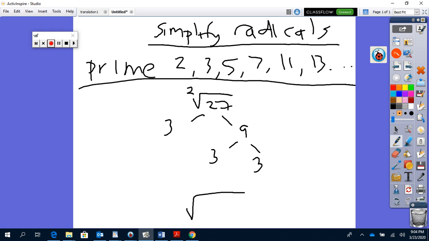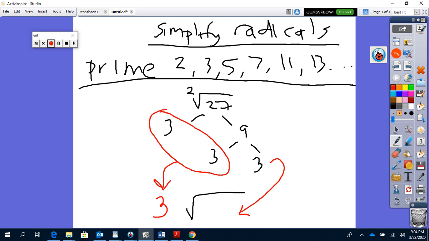Okay, so we have a pair of 3s. What we do is we're going to take one of the 3s outside our square root sign. We have no other pairs. We have a single 3, so that's just going to go inside our square root sign. So the square root of 27 simplified is going to be 3 times the square root of 3. Final answer.